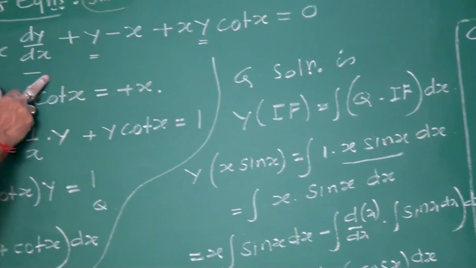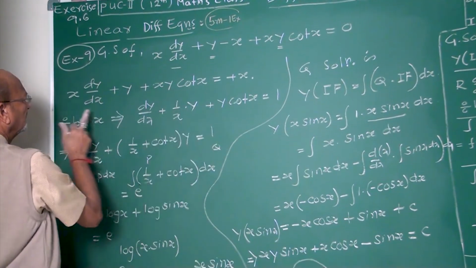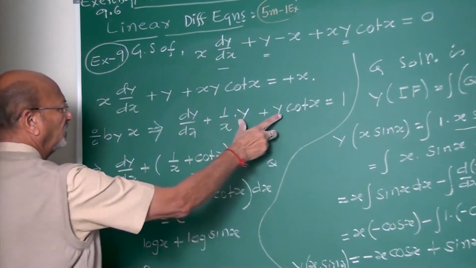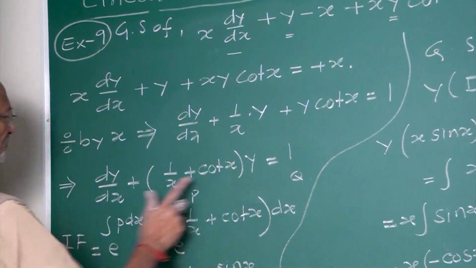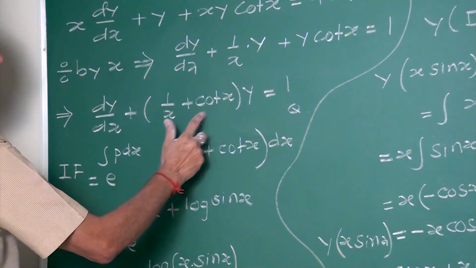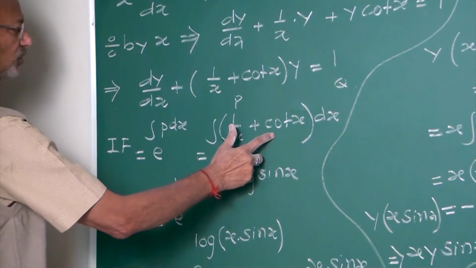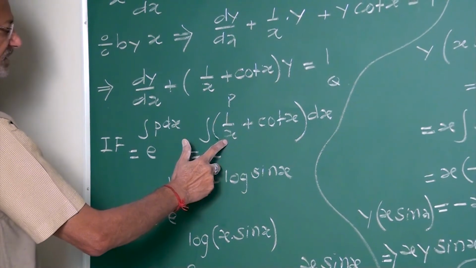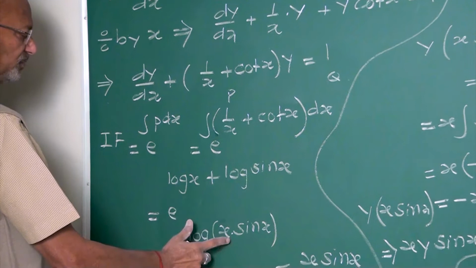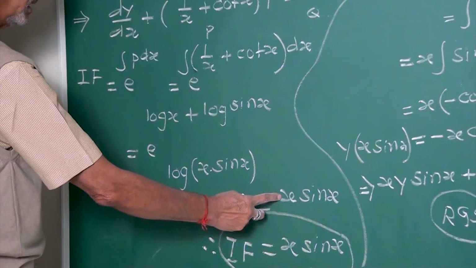Friends, this is the given example. Shift the first term, minus x, to this side. Divide by the coefficient to get this. Take y common. This becomes dy/dx + Py = Q. P, Q, integrating factor: 1/x plus cot x. Integral of 1/x is log x plus integral of cot x is log sin x. Plus means product. E to the power log means this product itself, x sin x.